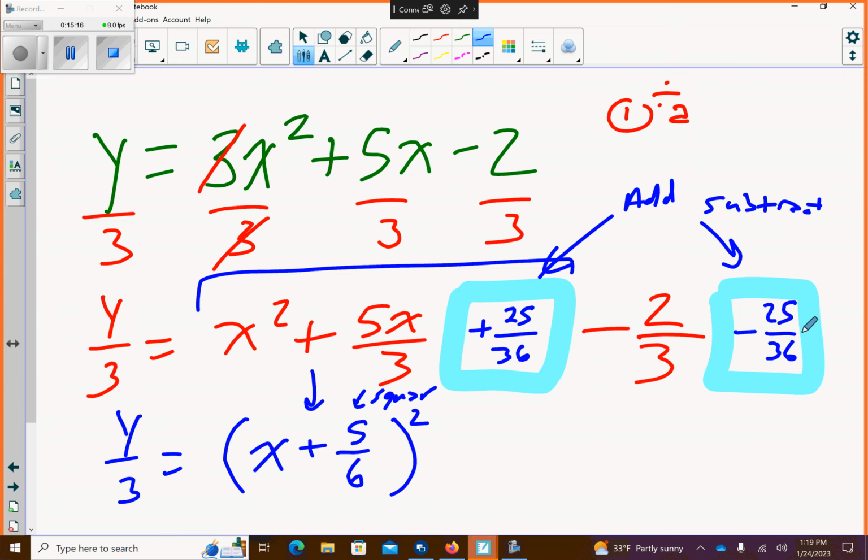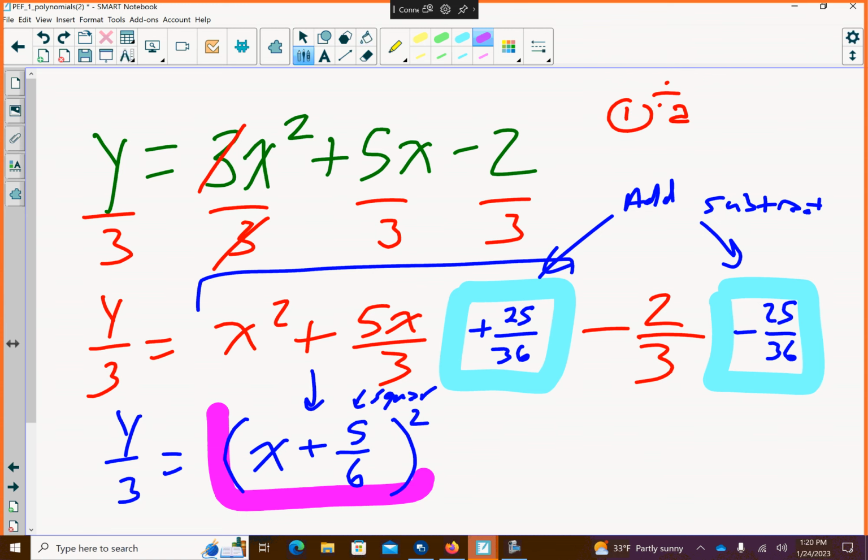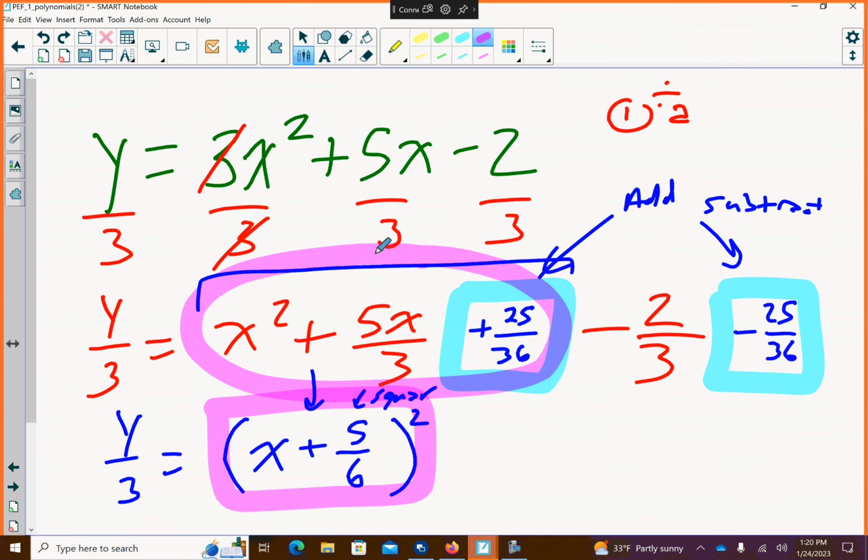Okay? You're like, wait a minute, what? I'm just saying. Okay, so this portion here, now let's change that color. This portion right here is this right here. Okay? So what you want to do is, now I have that fraction on the back end.